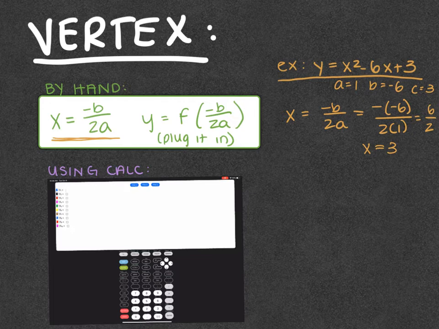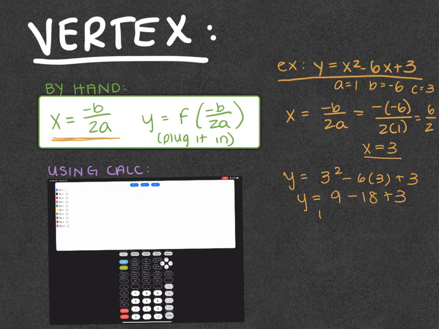To find the y value, we're just going to take that and plug it back into the equation. So I have y equals 3 squared minus 6 times 3 plus 3, and then go ahead and simplify it. So 9 minus 18 plus 3. So y comes out to -6. So our vertex is at (3, -6).